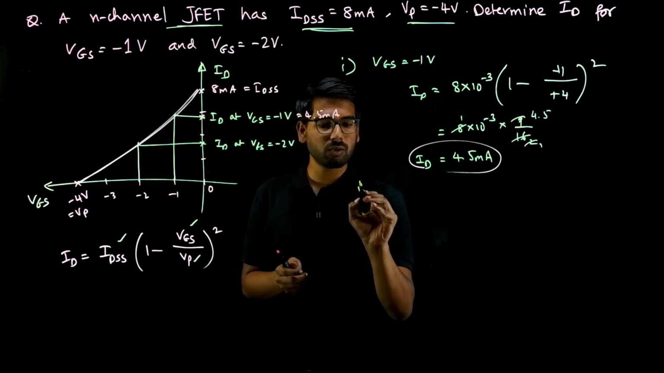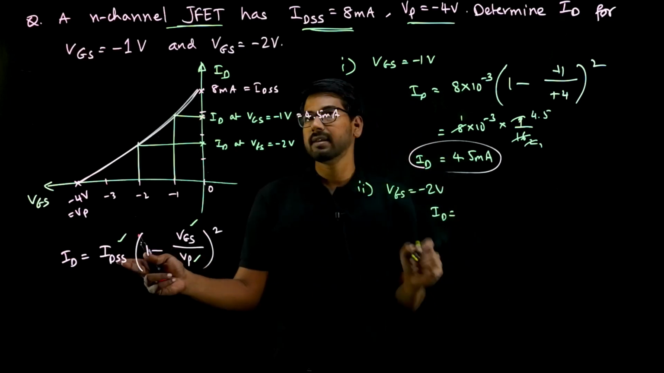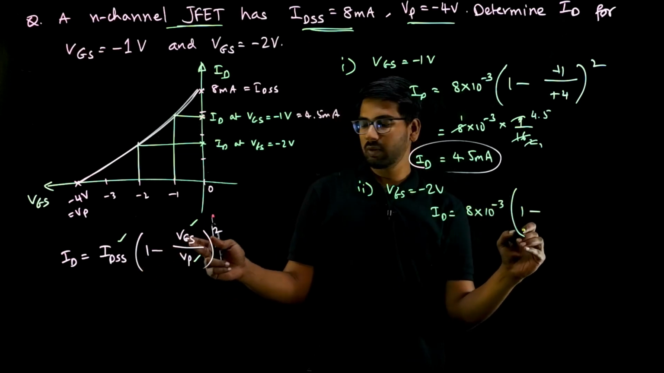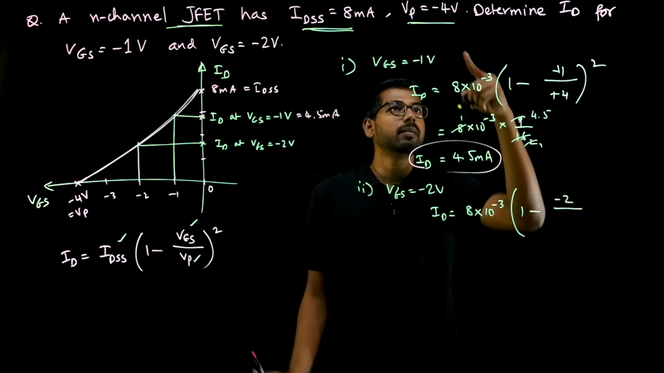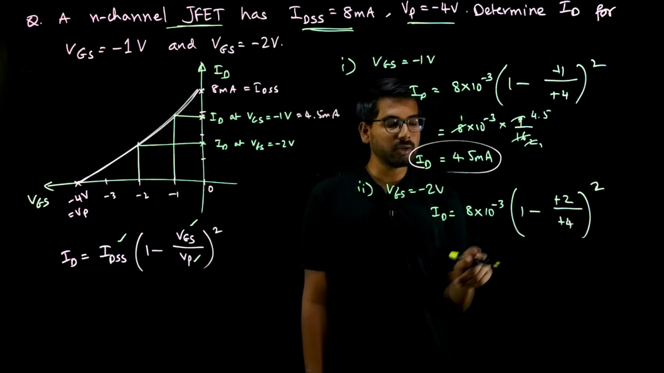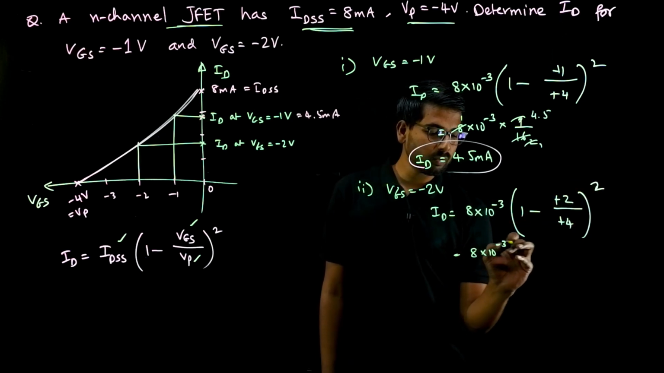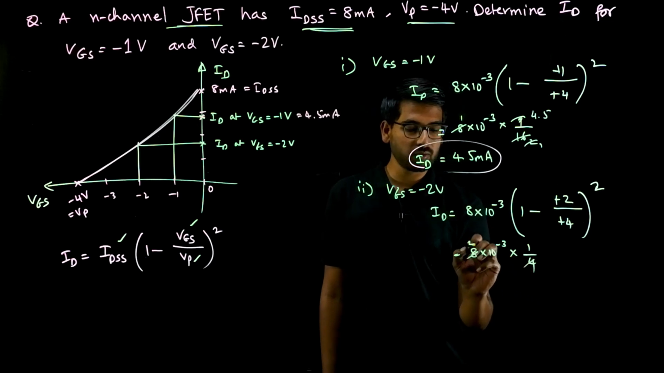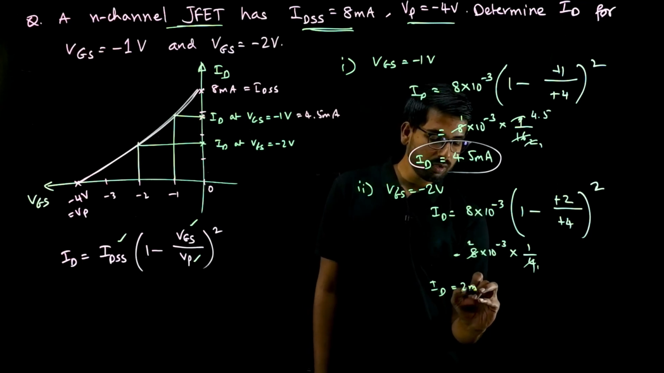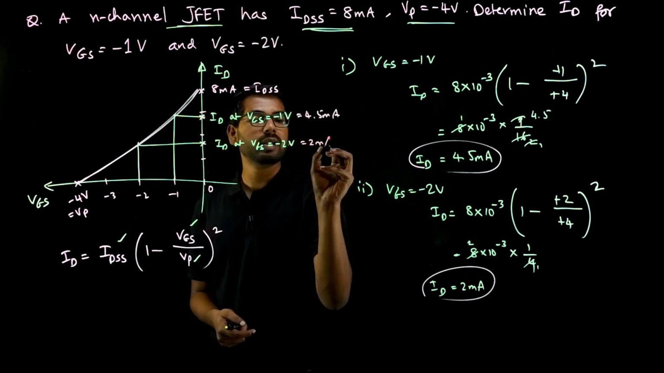Because this is 8, this is 4.5, and we need to find ID when VGS is minus 2 volts. IDSS is the same, 8 milliamperes, that is 8 into 10 power minus 3 into (1 minus VGS, which is minus 2, by VP, which is minus 4) whole square. Minus and minus become plus, 2 by 4 is 1 by 2. 1 minus 1 by 2 is 1 by 2. 1 by 2 whole square is 1 by 4. So ID when VGS is minus 2 volts is 2 into 10 power minus 3, which is 2 milliamps. So this value right here is 2 milliamps.